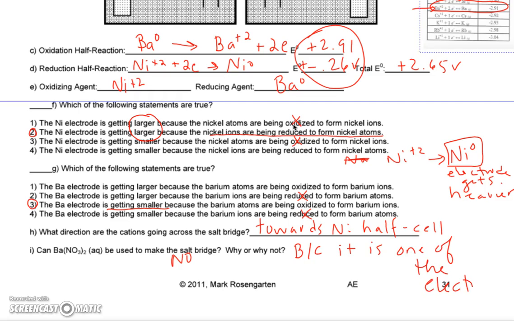All right, so that's why the salt in the salt bridge has to be made of a metal that is not one of the electrodes.